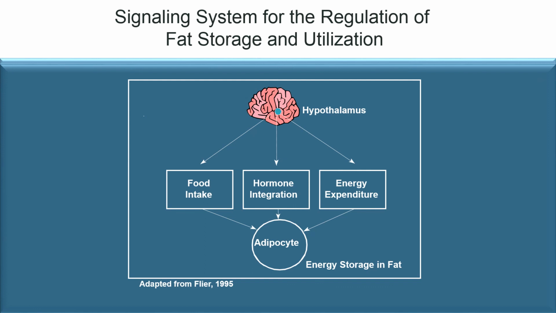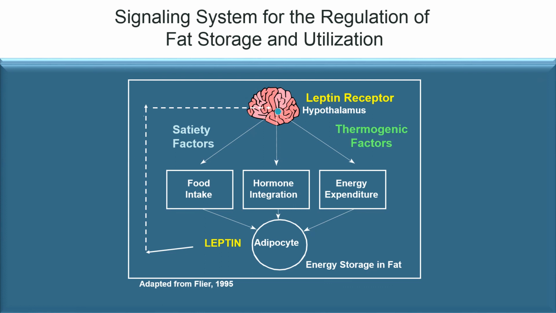We know now that leptin is expressed in adipocytes almost exclusively. We know it's a secreted protein and it travels through the circulation, crosses the blood-brain barrier, and reaches its receptor in the hypothalamus. We know that neurons containing the leptin receptor then intercalate with other types of neurons that then secrete things like satiety factors and thermogenic factors. And we're going to cover more of the detail of this model as we move forward.